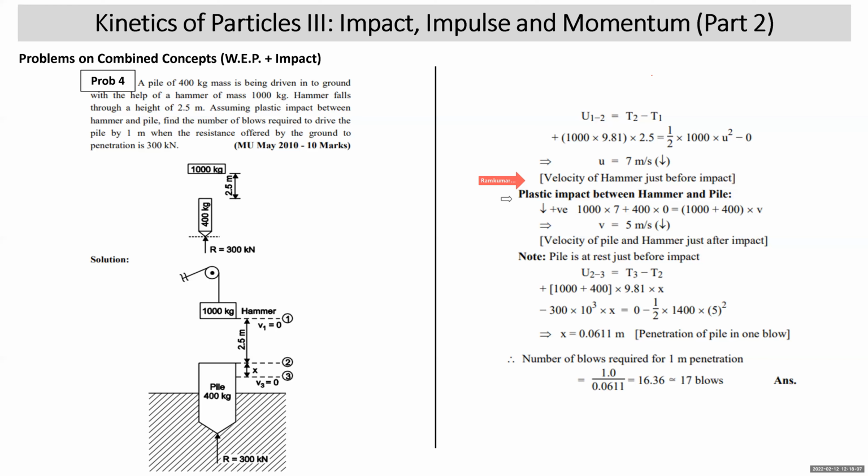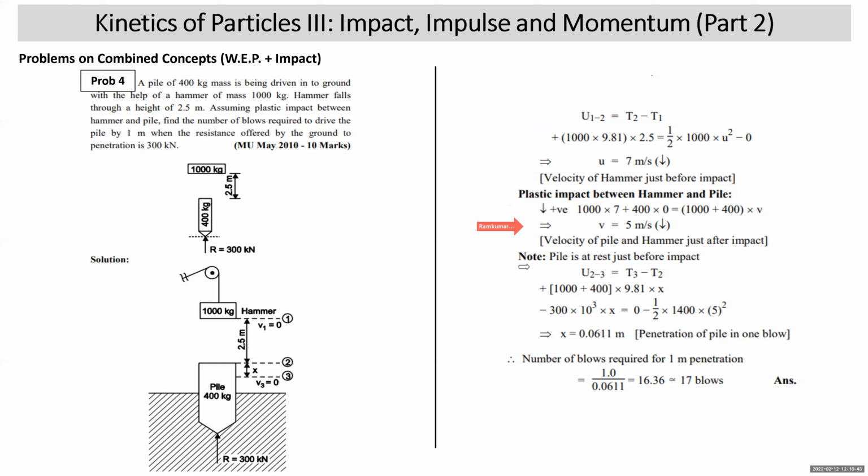Okay. Now plastic impact between hammer and pile. What is the hammer mass? 1000 kg. What is its velocity? 7. Pile mass 400 kg. Its initial velocity is 0. But since it is plastic impact, after impact, velocity of the pile and hammer will be same. So M1 U1 plus M2 U2 is equal to M1 plus M2 into U2. So 1000 is the mass of hammer into its velocity, taking downward positive, plus 400 kg pile into 0, since it is at rest, is equal to 1000 plus 400 into U2. This way you get 5 meter per second. This is nothing but velocity of the pile and hammer just after impact.